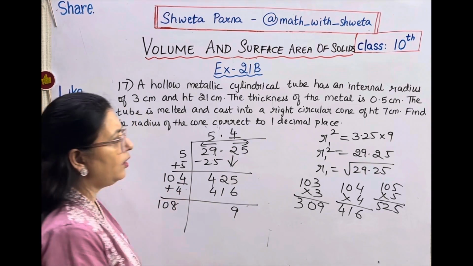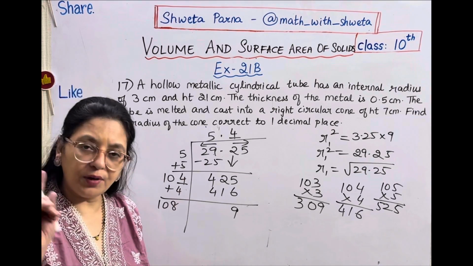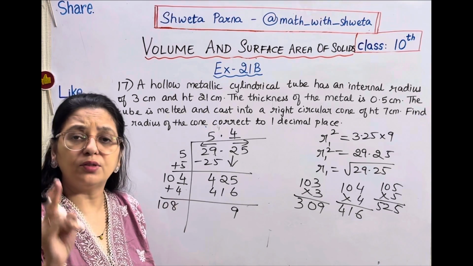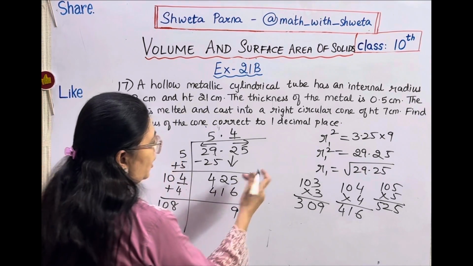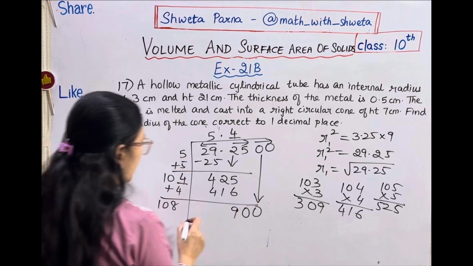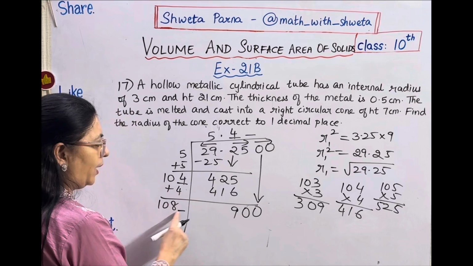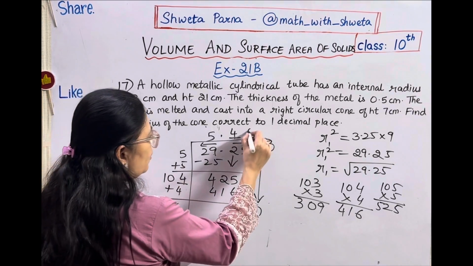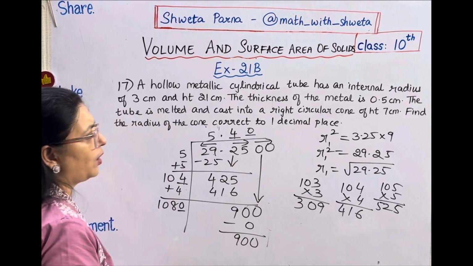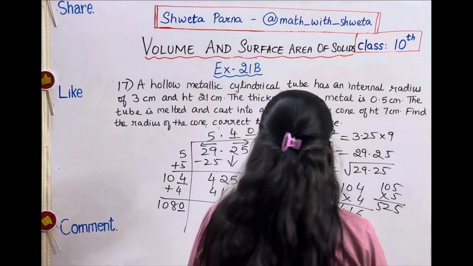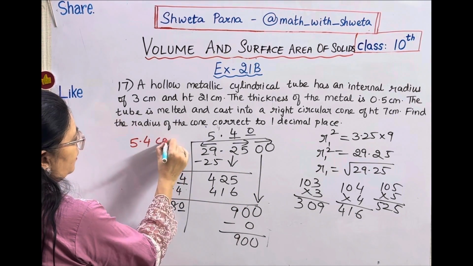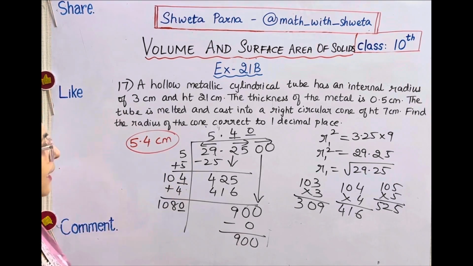You need the answer correct to one decimal place. Whenever you need the answer up to one decimal place, you have to derive the answer to two decimal places and then round it off. Now here nothing is there, so you will take 2 zeros. Whatever number you put, if I put 1, still it would be bigger than this, so you will just put 0 here. So if I round it off to one decimal place, the answer would be 5.4 centimeter. This would be the radius of the cone.